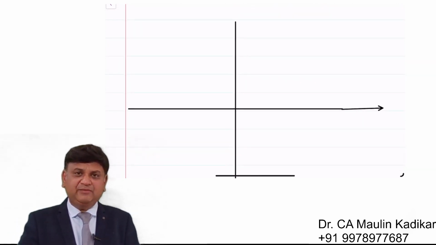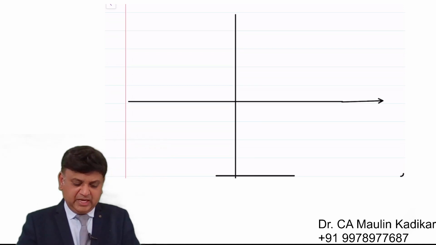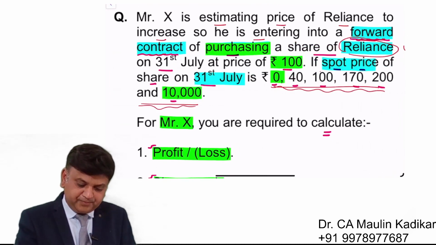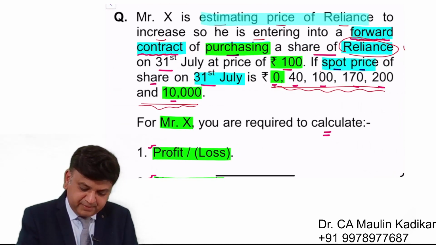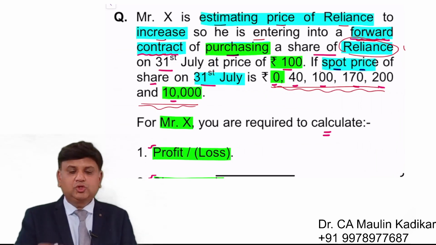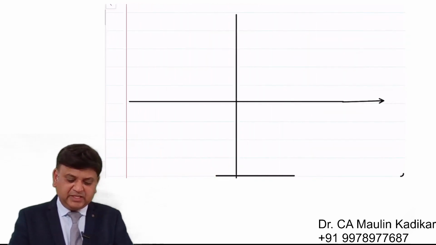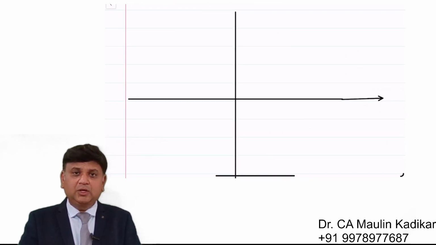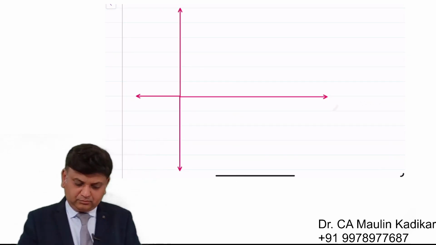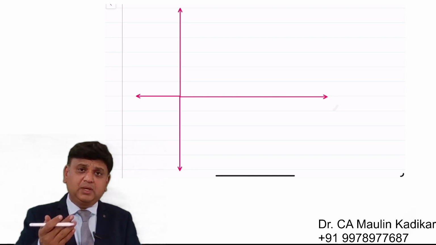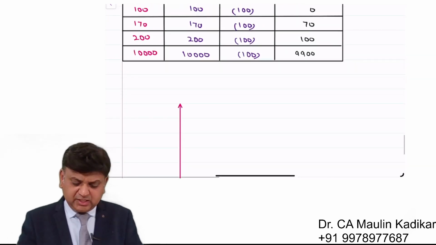The language of the question is also providing that information, and that is what we understand. The language of the question says that Mr. X is estimating the price of Reliance to increase. So technically, it is given a name: Mr. X is bullish on Reliance. He is expecting that the price of the Reliance equity share will go up, so he is entering into this kind of transaction. Basically, Mr. X is expecting the price of the security to go up, so in that case he is entering into this kind of transaction.